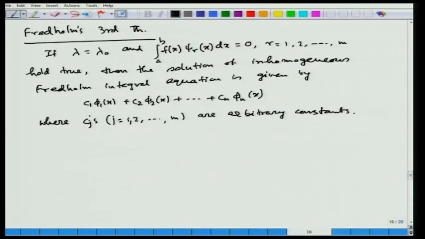And if f(x) satisfies this orthogonality condition, that is integral a to b f(x) psi r(x) dx equal to 0 for r running from 1 to m, then we have an infinite number of solutions for the inhomogeneous Fredholm integral equation, because c 1, c 2 up to c m are all arbitrary constants, and a linear combination of these eigenfunctions, that is c 1 phi 1(x) + c 2 phi 2(x) + ... + c m phi m(x), where c j ranges from 1 to m, will be the solution.